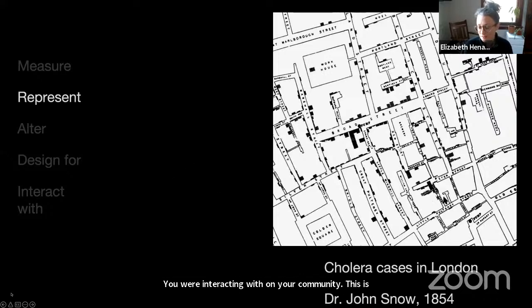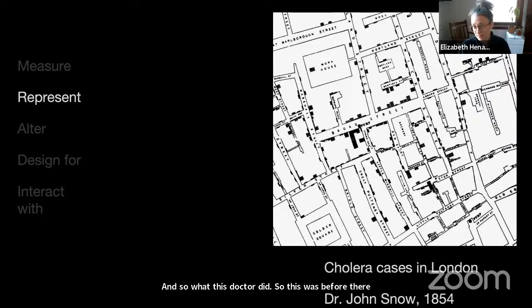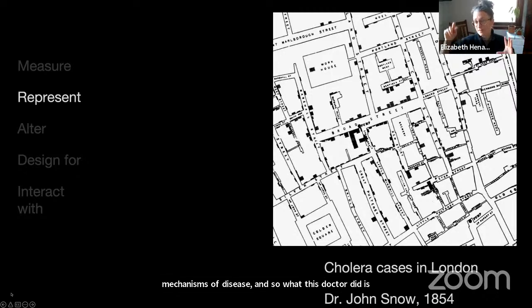The first one that I know was made in the mid 1800s by Dr. John Snow of London during a cholera outbreak. This was before there was an understanding of microbial transmission mechanisms of disease. And so what this doctor did is took a map and colored in all of the homes in which there was a case of cholera, and using this data visualization was able to identify that what those houses had in common were the use of particular wells, of water sources. And so upon closing access to those wells, they were able to curtail the epidemic.